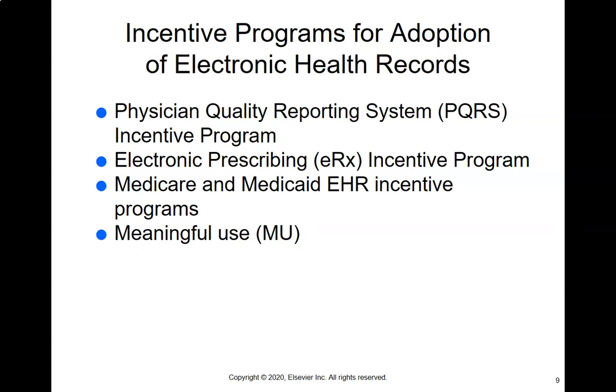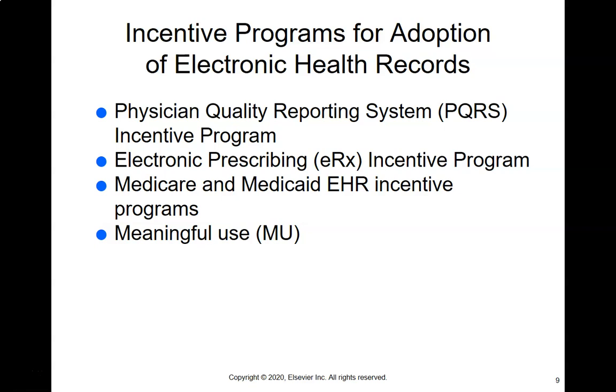Incentive programs for the adoption of electronic health records. The PQRS, the Physician Quality Reporting System, was one of the initial incentive programs resulting from the Tax Relief and Healthcare Act of 2006. The program started in 2011. Beginning in 2015, eligible providers who do not report PQRS measures satisfactorily will be subject to payment adjustments equal to 1.5% of their Medicare physician's fee schedule.